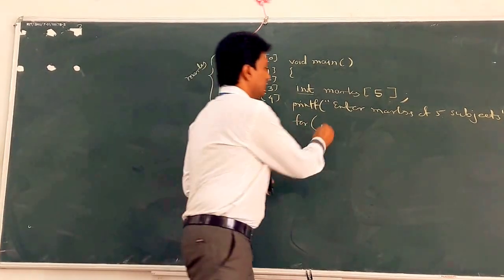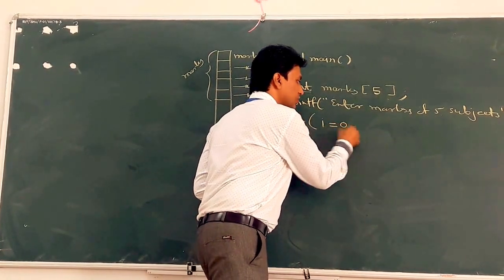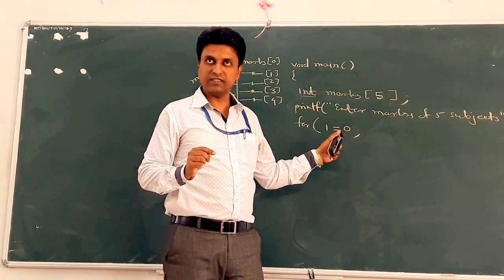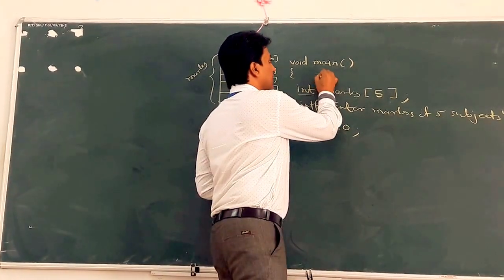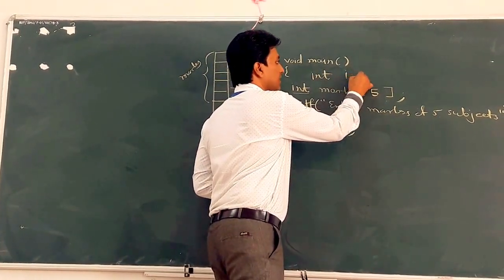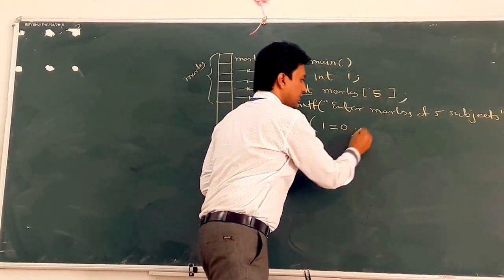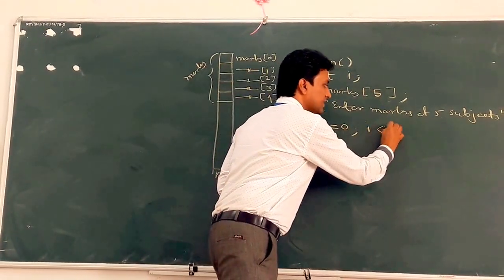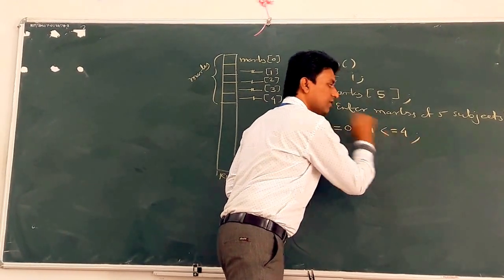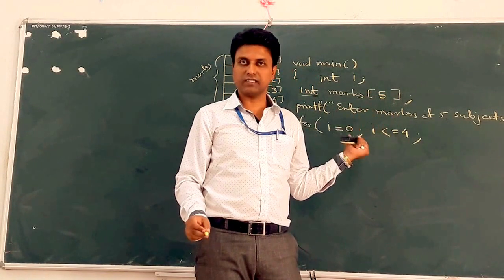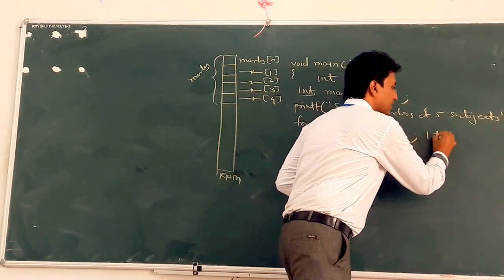So for, the index starts from 0. Here always initialize the index at the 0th index, the first element. Again declare variable i. Next, what is the next thing? The condition: i less than or equal to 4. The last index is 4 because there are 5 subjects' marks. Next, i plus plus.